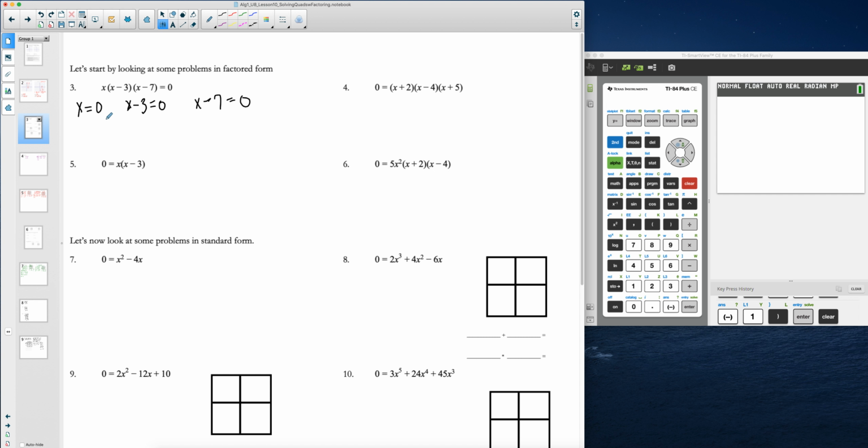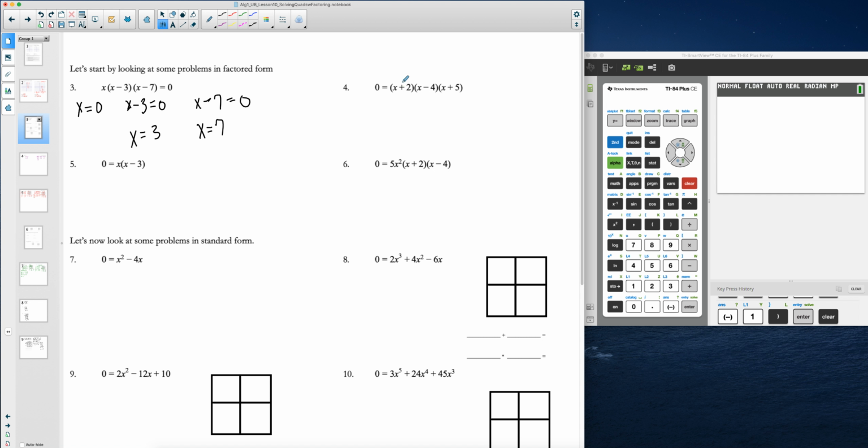And then we want to solve each individual piece here. Well, x equals 0, that means one solution is 0. X minus 3 equals 0, that means x would have to be 3 for that to be 0, because 3 minus 3 is 0. And then x minus 7 is 0, that means that x would have to be 7. And it's really that simple once it's in factored form. Now, what you're going to see is that some of the time we're going to have to get it into this form, and that's where the factoring comes in that we're going to do a little bit later.